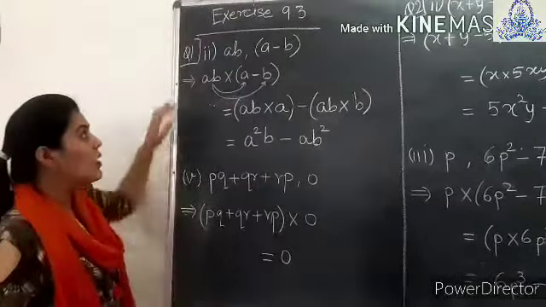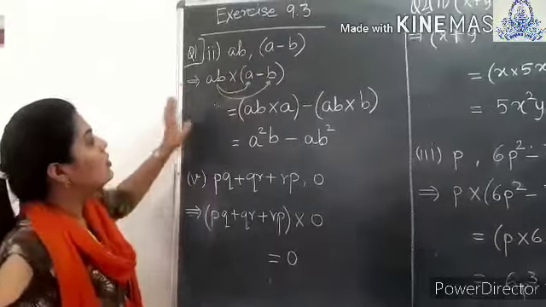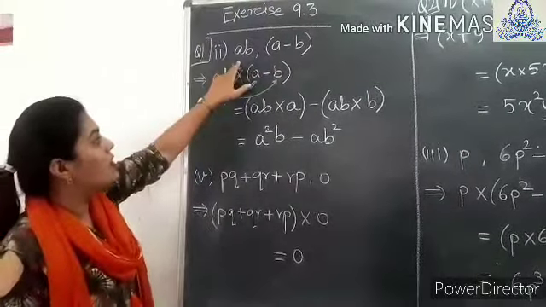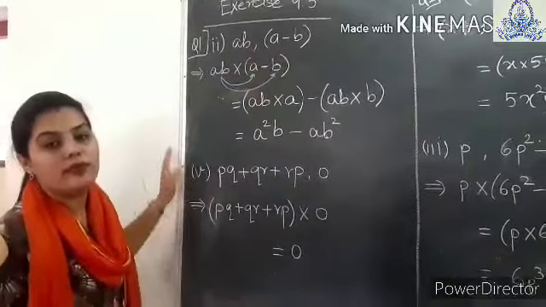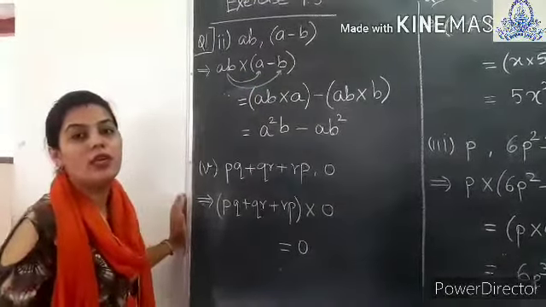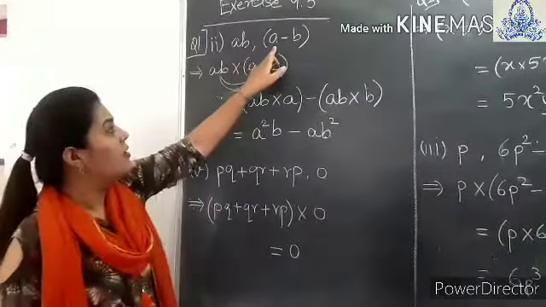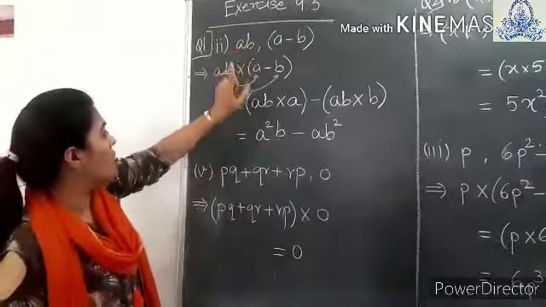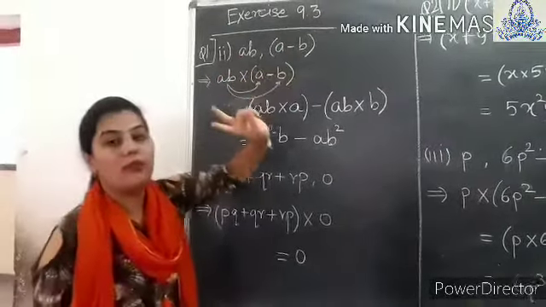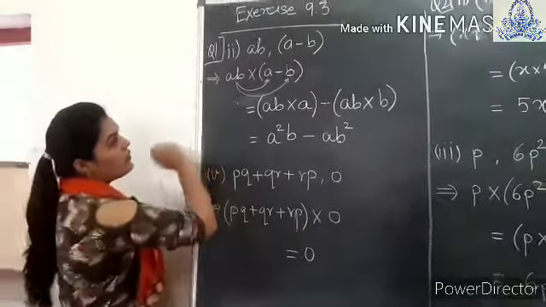So question number 1 of exercise 9.3 is: you have been given two polynomials, one is a monomial and the other is a binomial. You have to carry out the multiplication between the polynomials. So let us start now. It is AB and another polynomial is A minus B. This is a monomial because only one term is there, and this is a binomial because two terms are there. So now we have to multiply. Now see how we will multiply this.